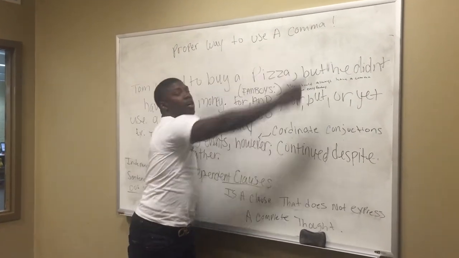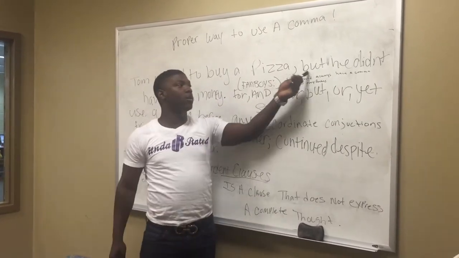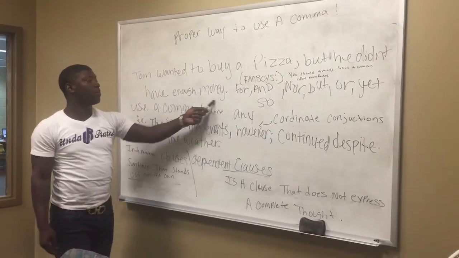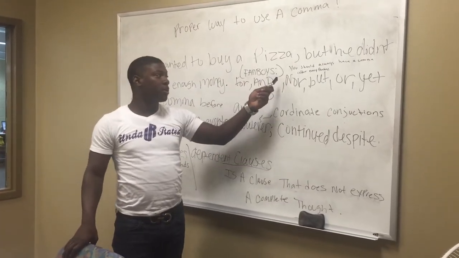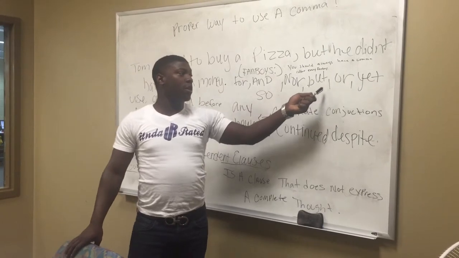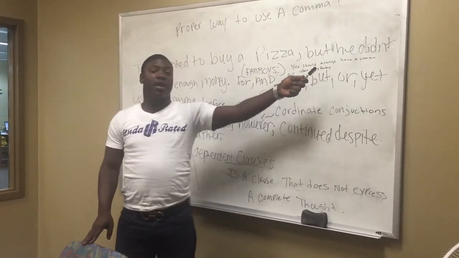The proper way to use a comma. Tom wanted to buy a pizza, but he didn't have enough money. You should have a period after every sentence. FANBOYS: for, and, nor, but, or, yet. So you should always have a comma before every FANBOYS conjunction.